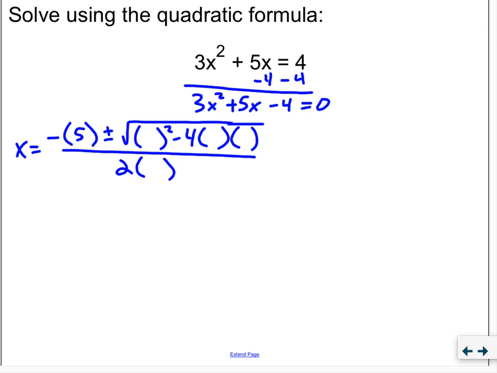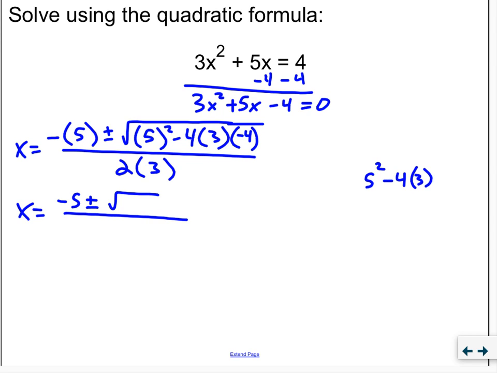So b is 5, a is 3, c is negative 4. All the hard work is done. Can you do some arithmetic now? Let's see what we get. We're going to get negative 5 plus or minus the square root of. If you want to type in that part into the calculator, the 5 squared minus 4 times 3 times negative 4, you want to type that into the calculator? We're going to get 25 plus 48. 25 plus 48 is 73.